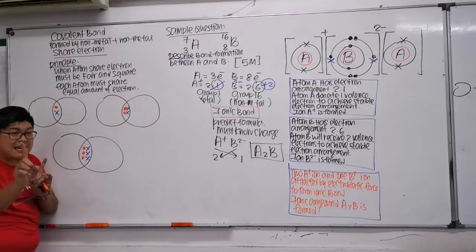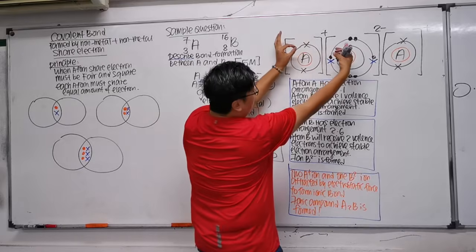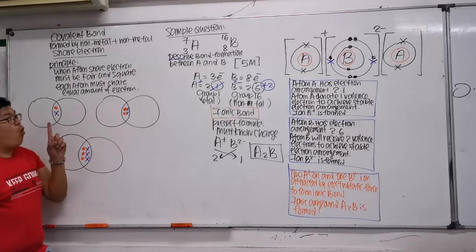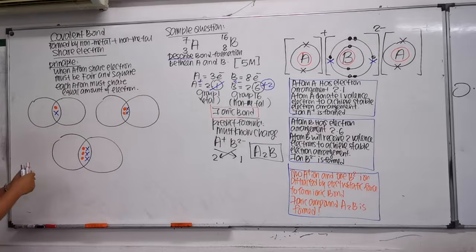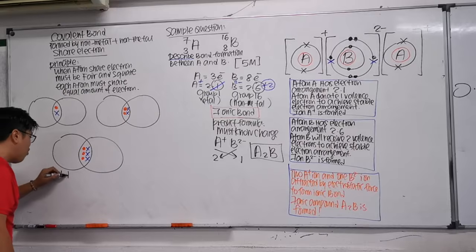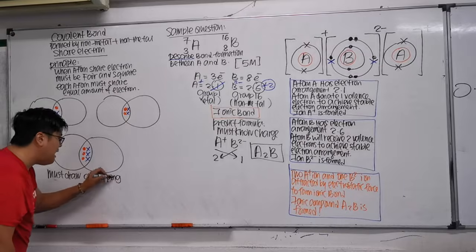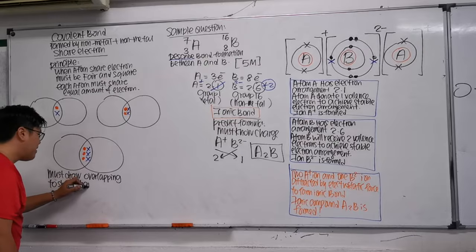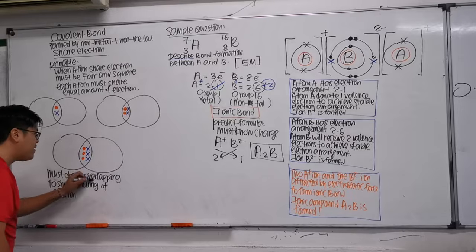Understand? Clear? Secondly, previously in ionic bond, you can see there is no intersecting area. They don't need to overlap. But in covalent, they need to overlap. Why? Overlap stands for sharing. So you must draw the overlapping to show the sharing of electron. If you want to share the electron, you must have this overlapping thingy.